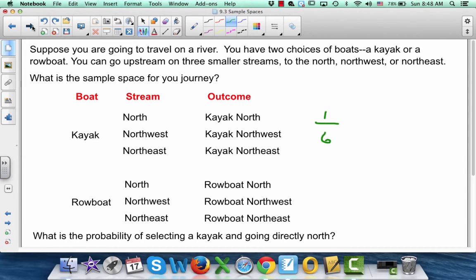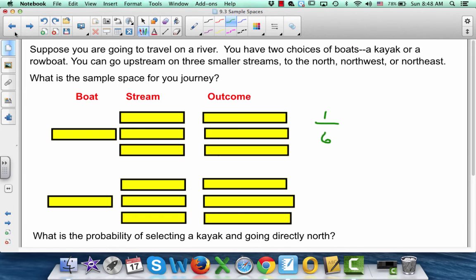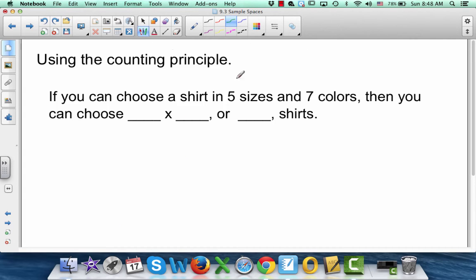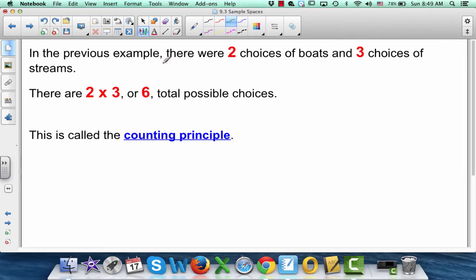Now what we're going to do now is look at this in a different way. In the previous example, there were 2 choices of boats. The boats were a kayak or a rowboat. And there were 3 choices of streams: north, northwest, or northeast. So there were 2 choices of boats and 3 choices of streams.